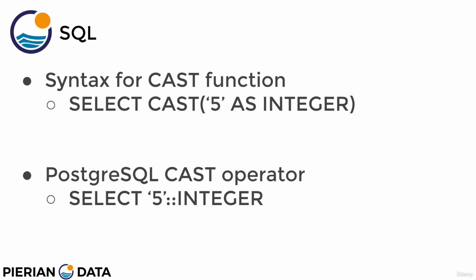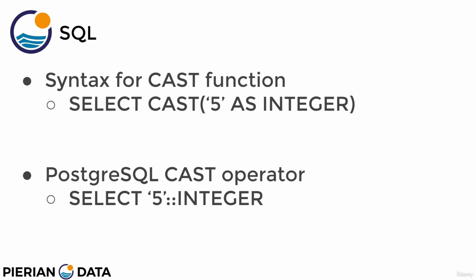Let's walk through first the original cast function call, the top one. Here we can see that we're simply saying select, and then within the cast function, what we're going to do is pass in the thing we want to convert or cast, then say as, and then the data type we want to cast that to. So here I'm saying cast that string 5 as an integer.